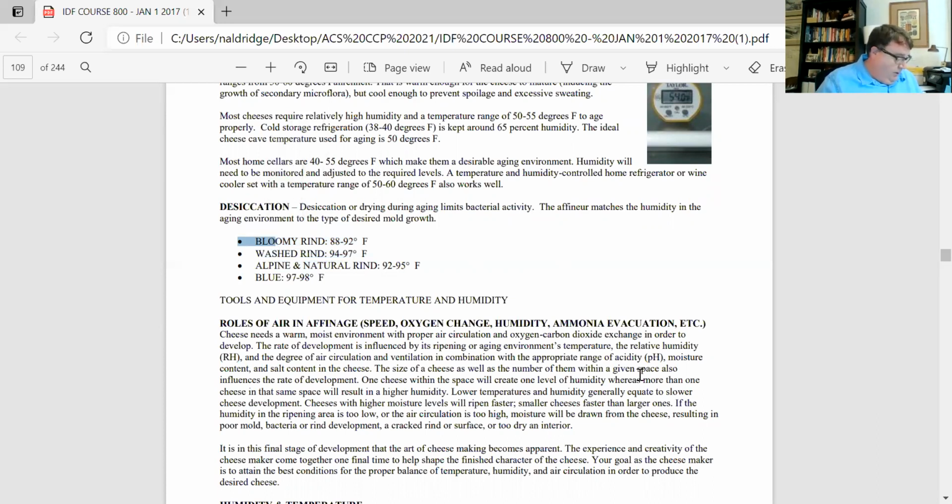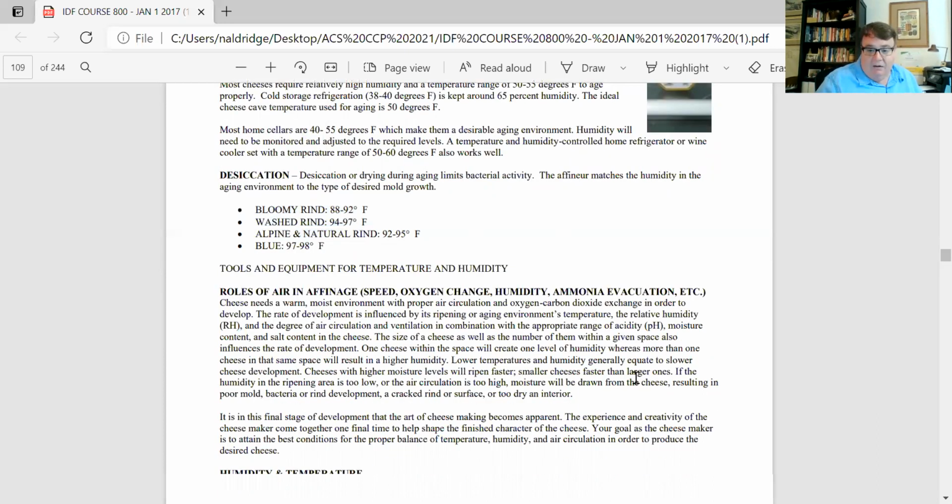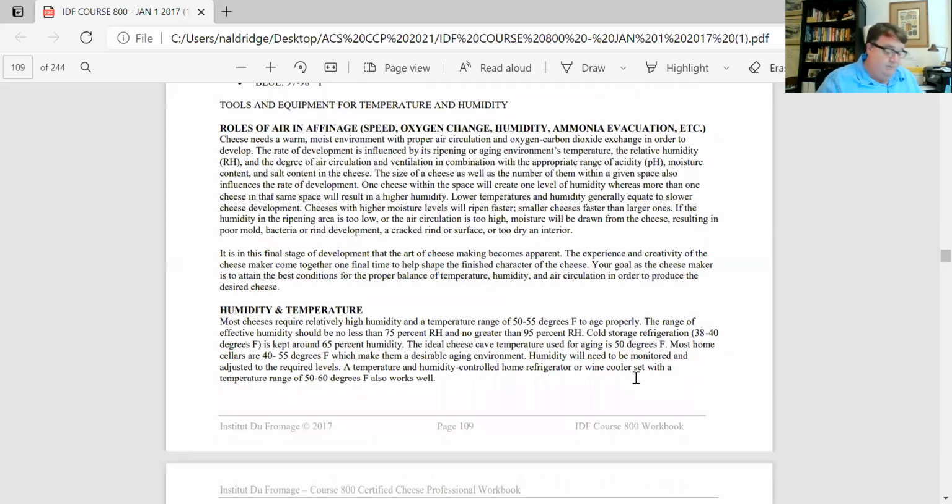But what is important, I mean, definitely read the roles of air in affinage. I do anticipate you getting asked a question about proper air flow. That's where they're going to focus: how would you make sure you have proper airflow in your cheese caves? That's like pulling the racks away from the wall, things like that. That's what you need to focus on. Humidity and temperature.